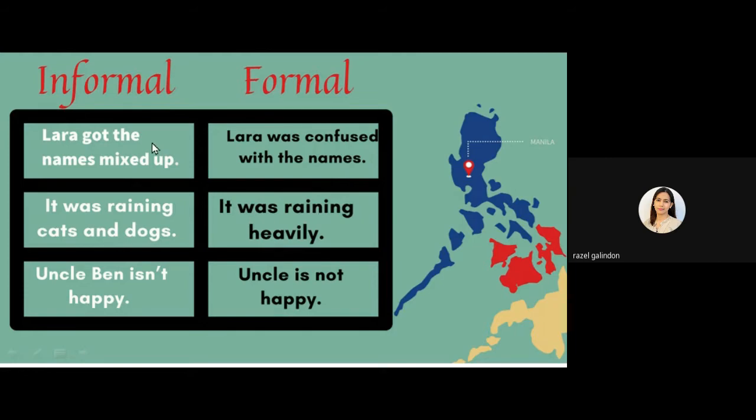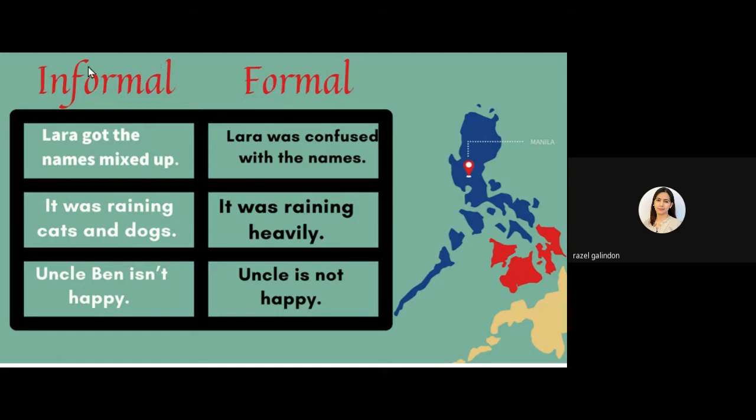Okay, so for informal, let's start with the first sentence. Lara got the names mixed up. So the words mixed up is colloquial, no? So we can use that for informal. To make it formal, we can use the word confused. So instead of saying Lara got the names mixed up, for formal, we should say Lara was confused with the names. Okay? So we better use confused if it is formal.